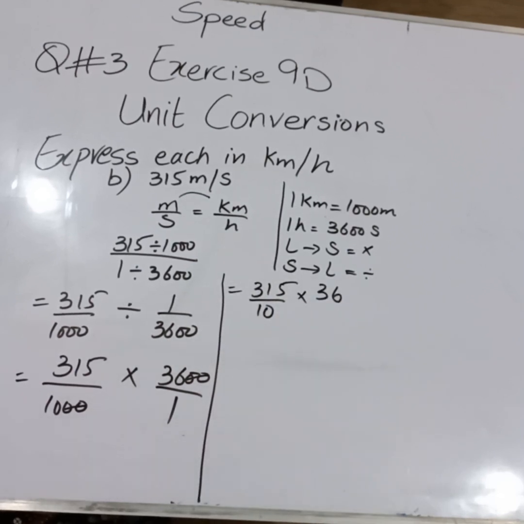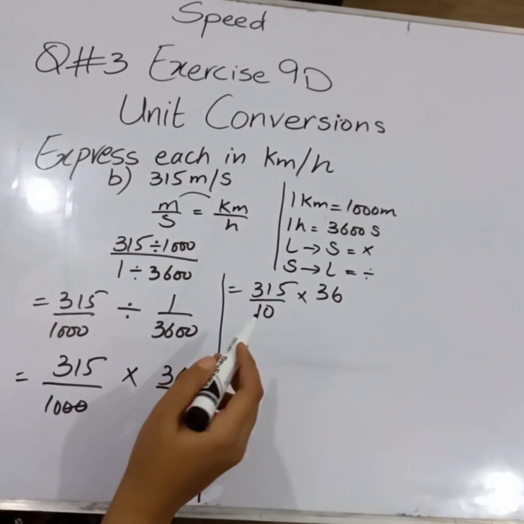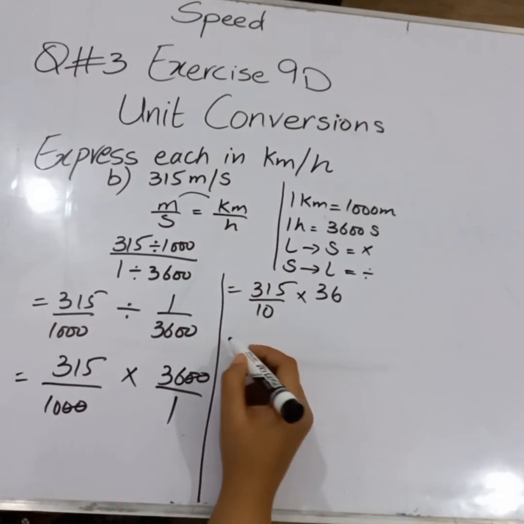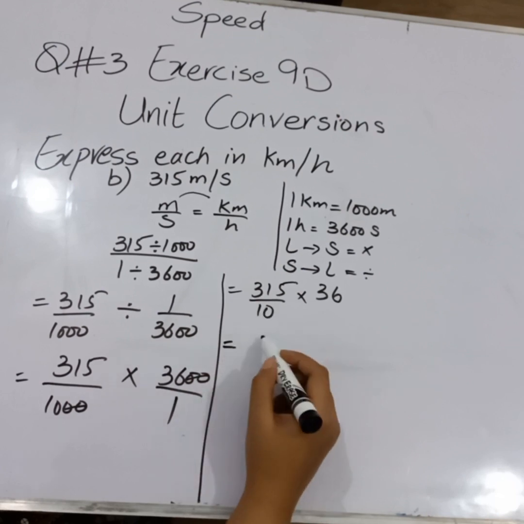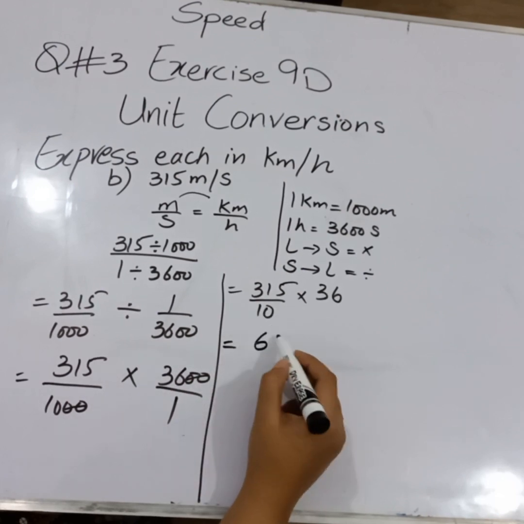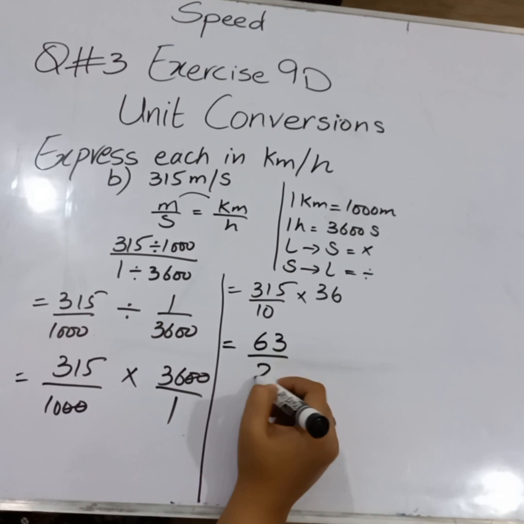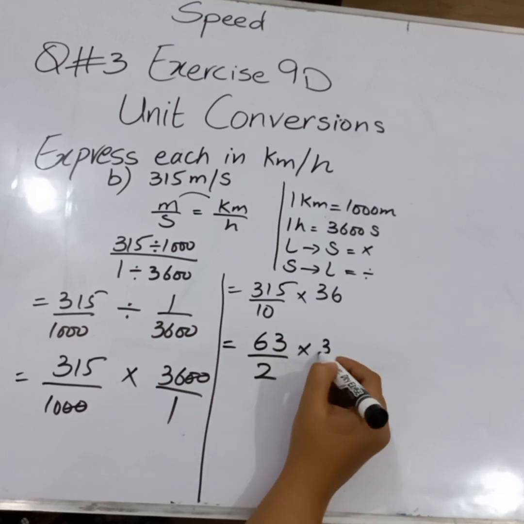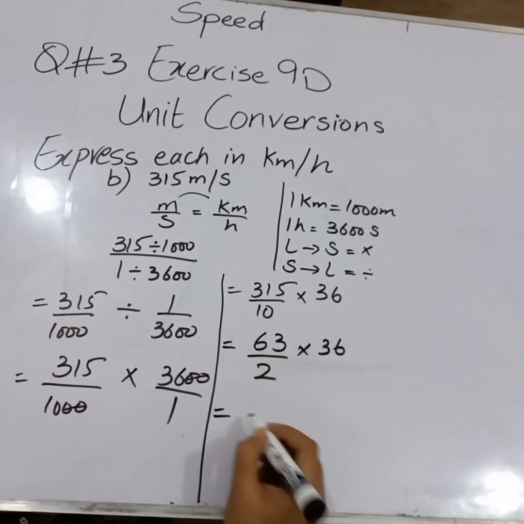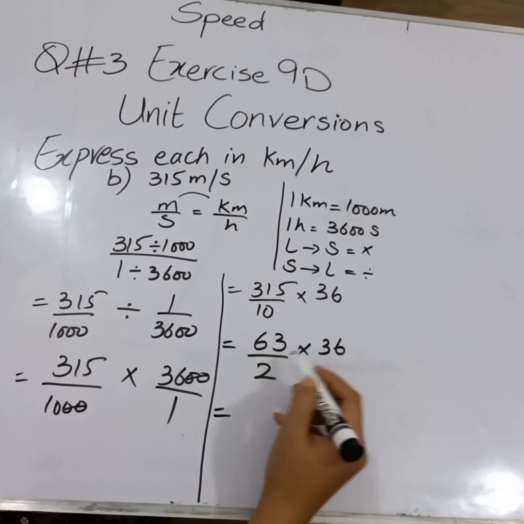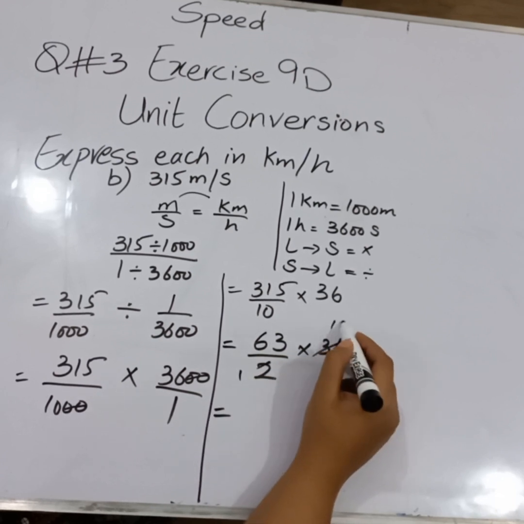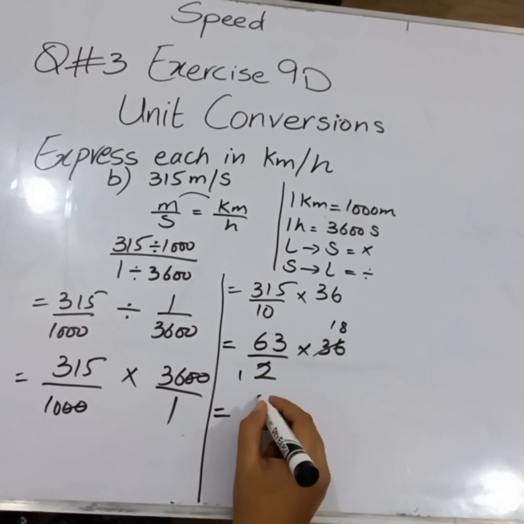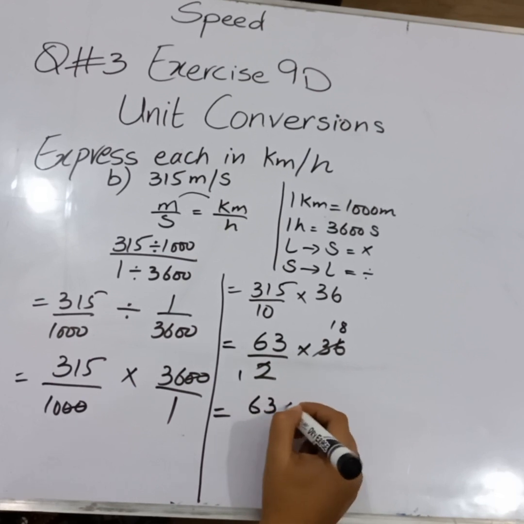Now simple cutting is required, simplification is required. 315 and 10 will be cut on the table of 5 easily. So here I will get 5 6s are 30 and 5 3s are 15 and 5 2s are 10, multiplied by 36 as it is. Furthermore, 2 and 36 will be cut. So 2 1s are 2 and 2 18s are 36. So I am left with 63 multiplied by 18.